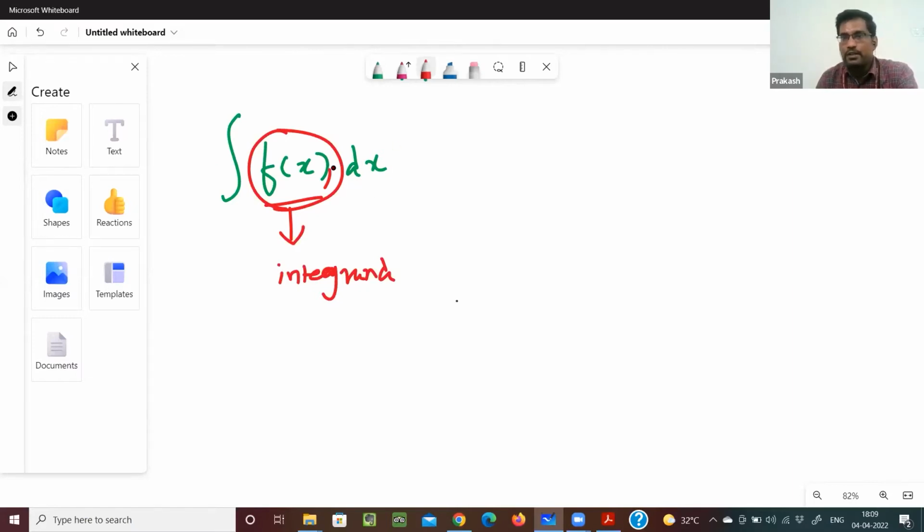Here whiteboard is visible to everyone, right? This whiteboard. Yes. Okay. Students, if you have to communicate anything, you can type it in the chat box.